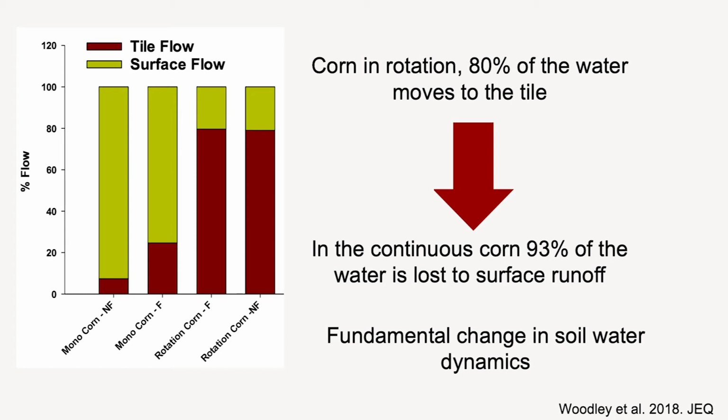That means that the plant has access to that water when it's moving through. Whereas the continuous corn, 93% of the water was going as surface water. So only 7% of that water is entering the system and available to the crop. And this is a clay soil, so it seals up a little differently than a sandier soil, but this is important to take home. You're completely fundamentally changing your water dynamics.